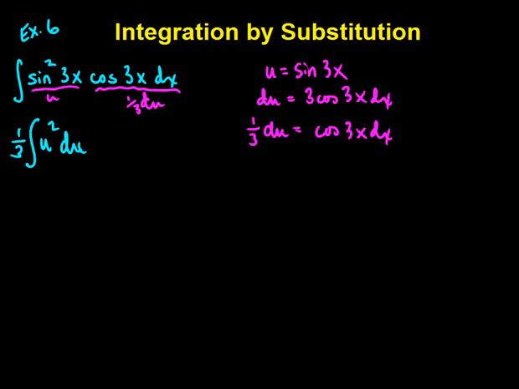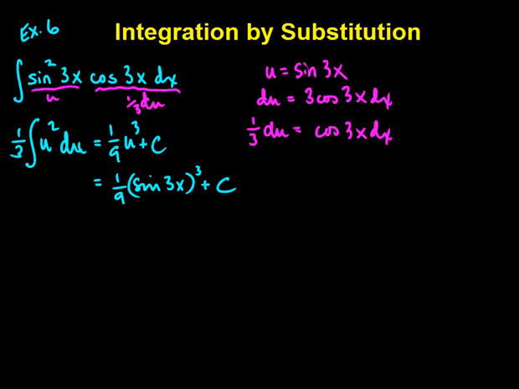And we're ready to integrate that. u squared becomes u to the third over 3. Bring the 3 out and we get 1/9 u to the third plus c. Swapping back in, we get 1/9 sine of 3x to the third power plus c. Okay, so that's an example of integration by substitution with trigonometric functions.